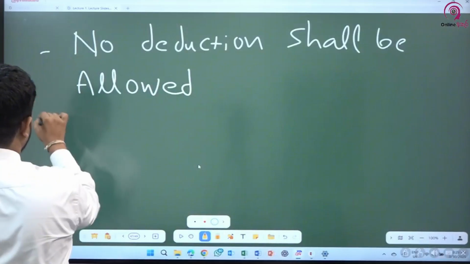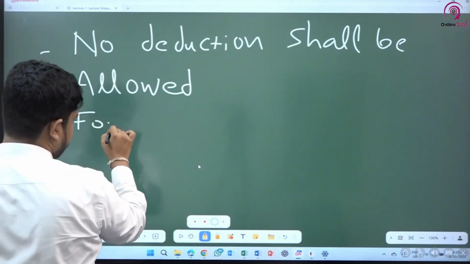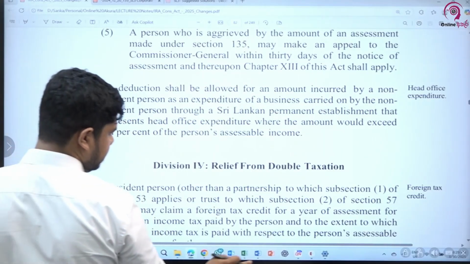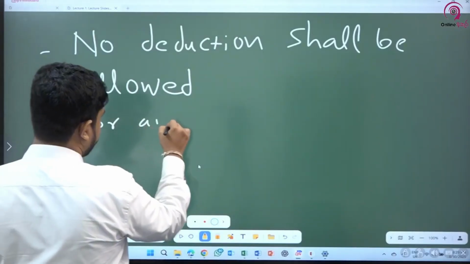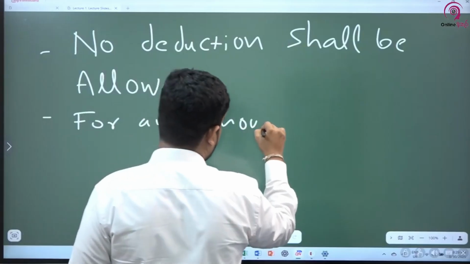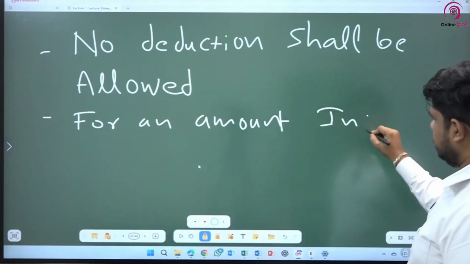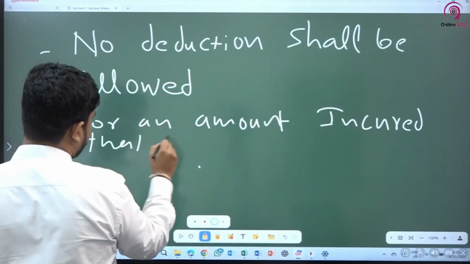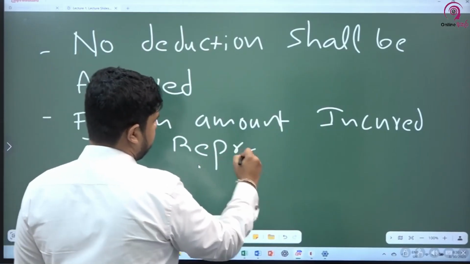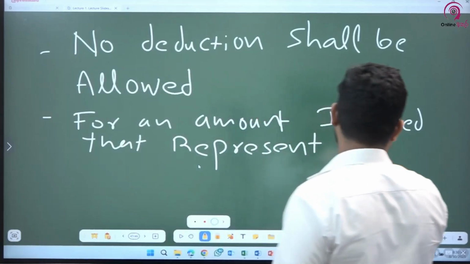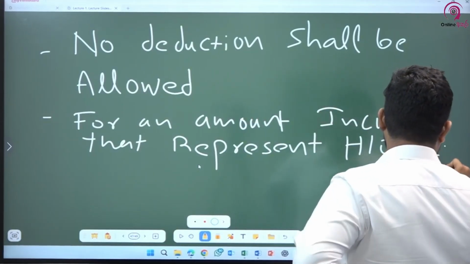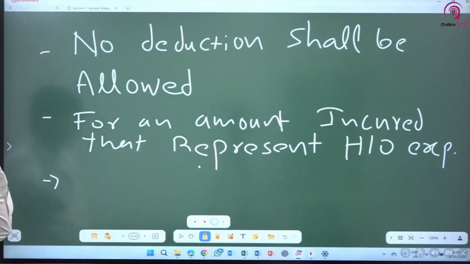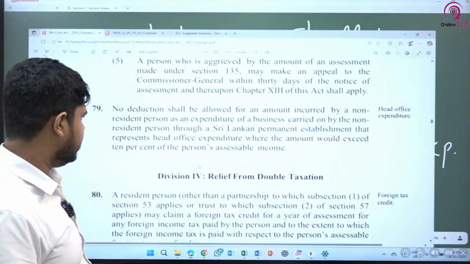Shall be allowed one amount incurred that represent head office expense, right? No deduction allowed for head office expense, and they are giving a condition.